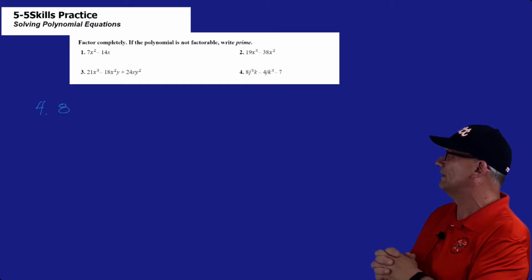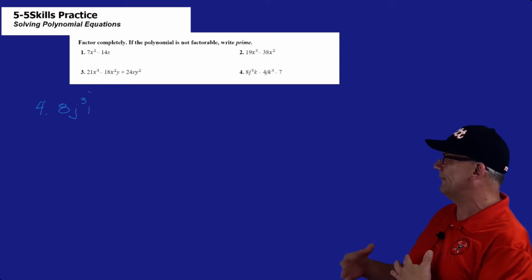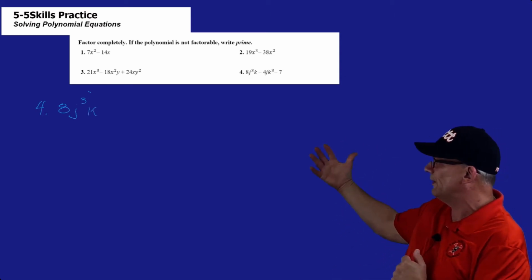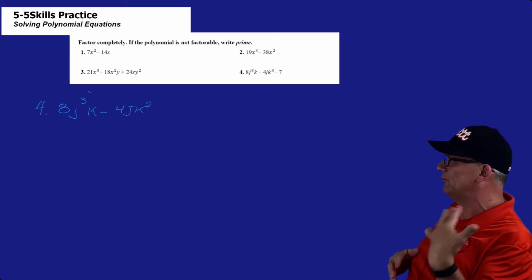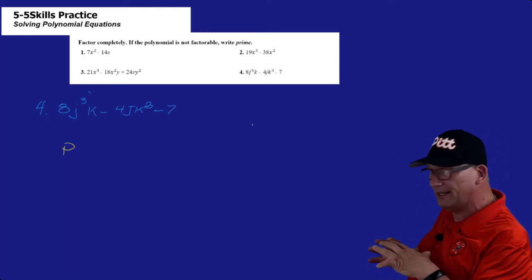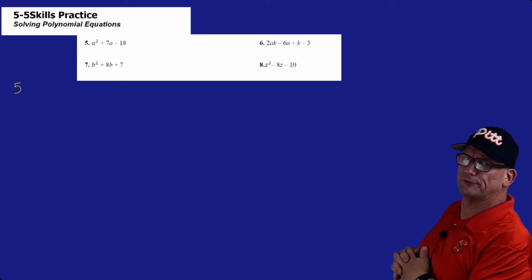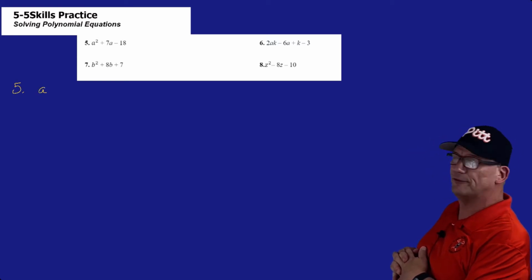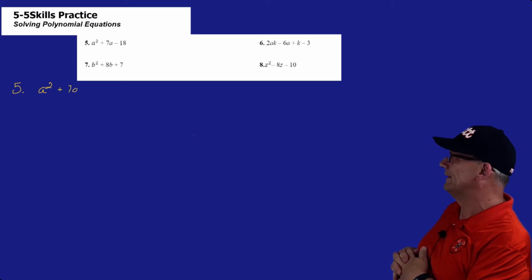All right, number 4. 8j to the third power k minus 4jk cubed minus 7. Now, ask yourself, let's separate the variables for a second, do all 3 terms have some number you can divide out of all 3 evenly, with no remainder, no fractions? And that would be no. Now look at the variables. Do all of them have the variables? That answer would be no. So that one is not factorable. It's already prime.